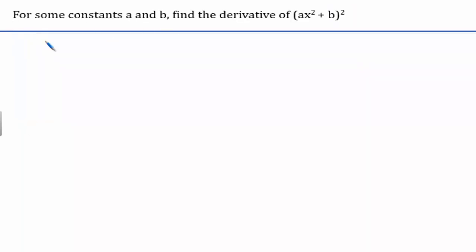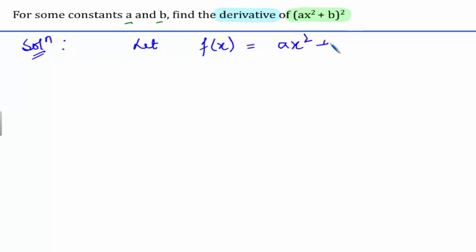In this question, we have to find the derivative of (ax squared plus b) whole squared for some constants a and b. Let's begin with the solution. Let us define the given function by f(x). So f(x) is equal to (ax squared plus b) whole squared. Now we have to find its derivative, that is we have to find f'(x), or the derivative of the function with respect to x.